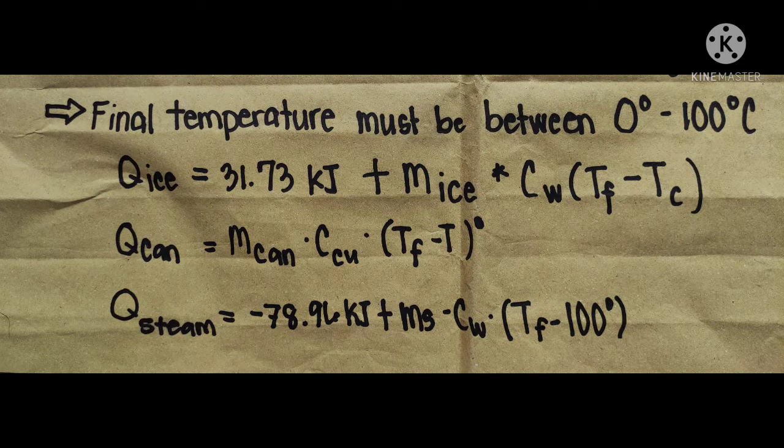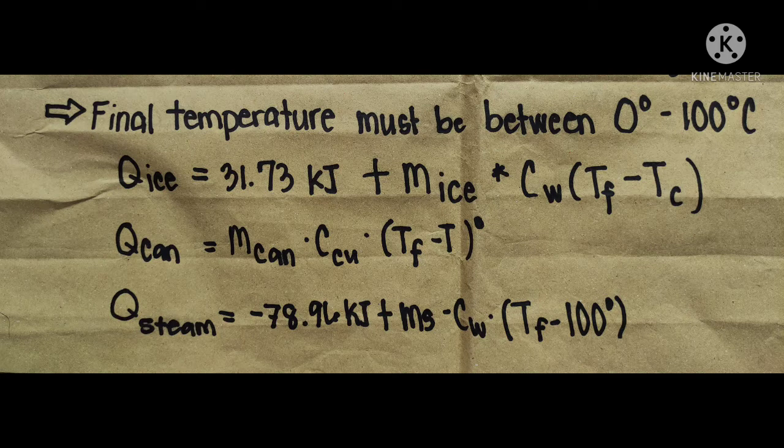Let's write the complete heat transfer involved for each of the subsystems. So we have Q ice, we have 31.73 kilojoules, this is from melting, plus M ice multiplied by CW, multiplied by the final temperature minus the initial temperature, which is 0 degrees Celsius. This is for raising the temperature.